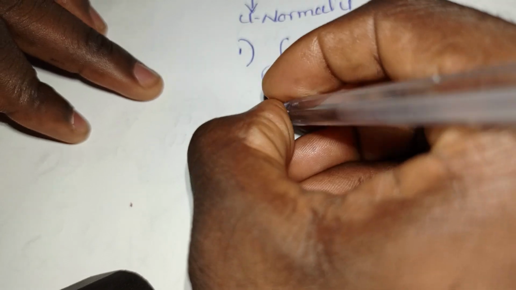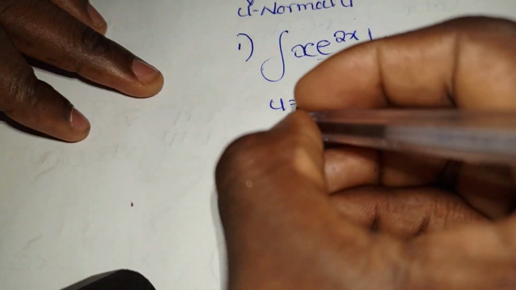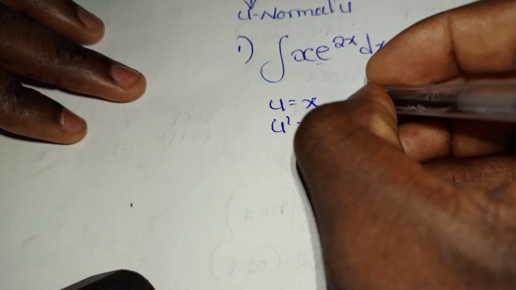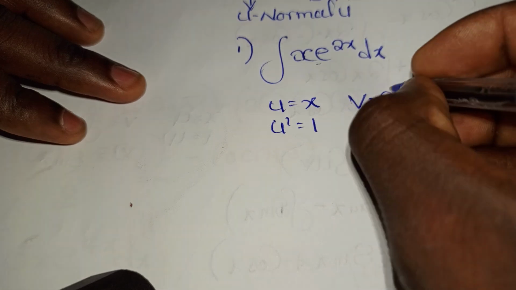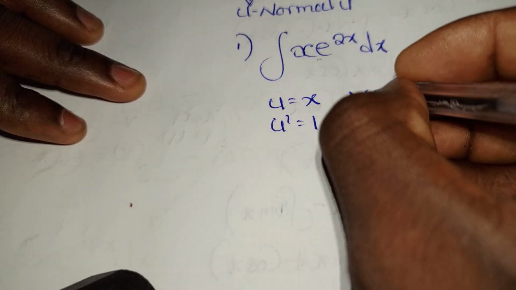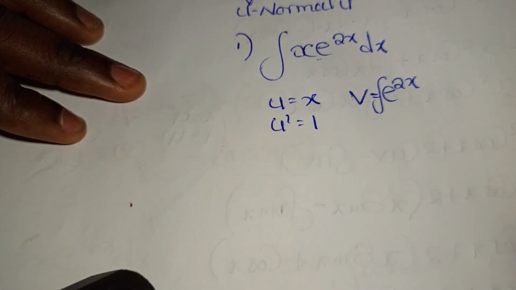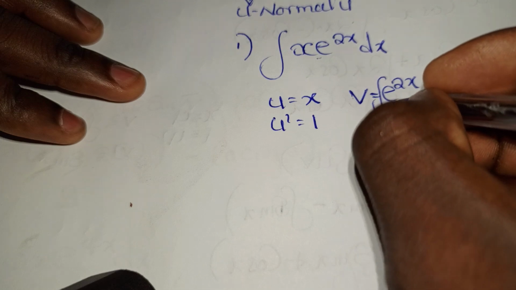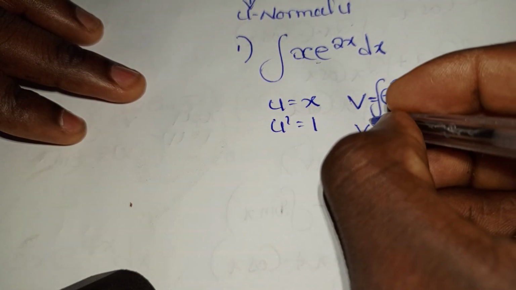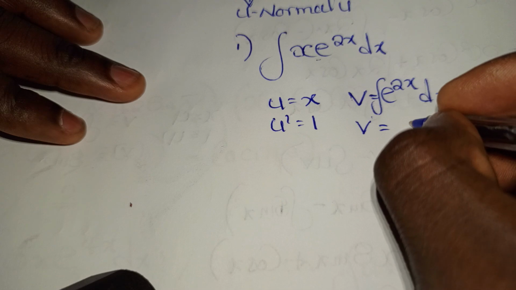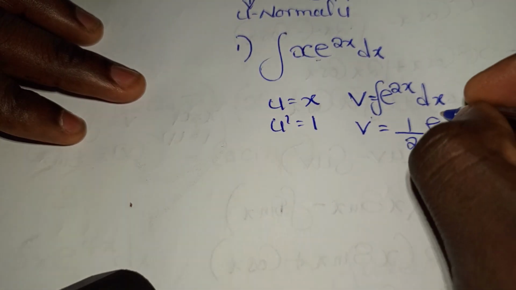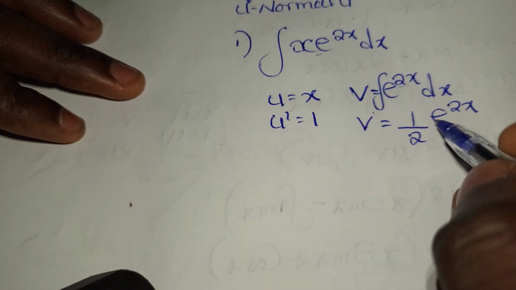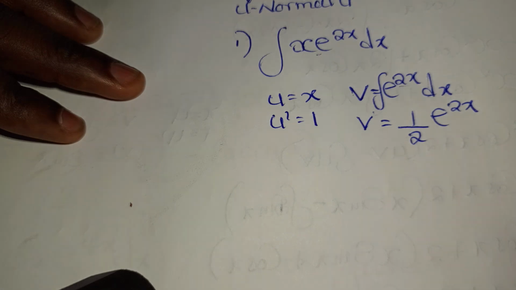we'll say u is equal to x, and you know u prime is equal to what? 1. Then you have v is equal to e to the 2x. Then we will not write v directly, but we'll say v integral dx. Remember, this is an exponential function, and the integral of an exponential function is 1 over 2 e to the power 2x. You differentiate this one, then you get the reciprocal, which is 1 over 2. Then you multiply it to the original function, and that's the integral.